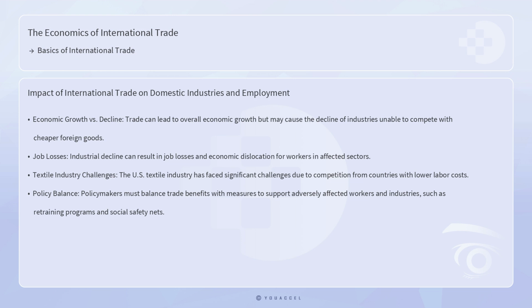The textile industry in the United States, for example, has faced significant challenges due to competition from countries with lower labor costs, such as China and Bangladesh. Policymakers must balance the benefits of trade with measures to support workers and industries adversely affected by global competition, such as retraining programs and social safety nets.